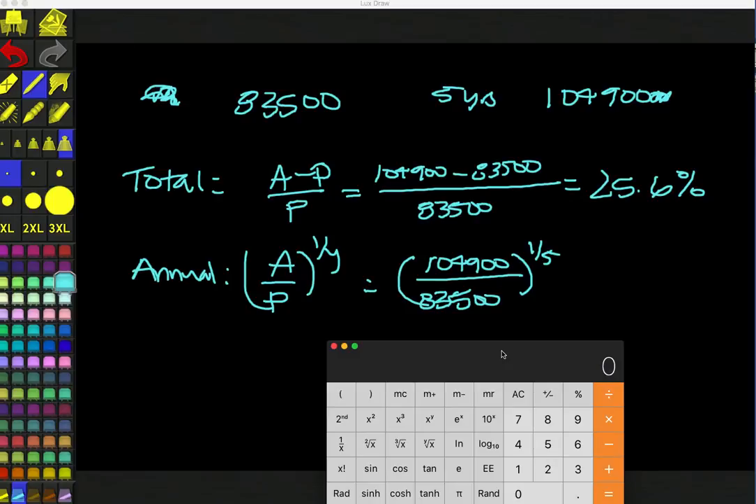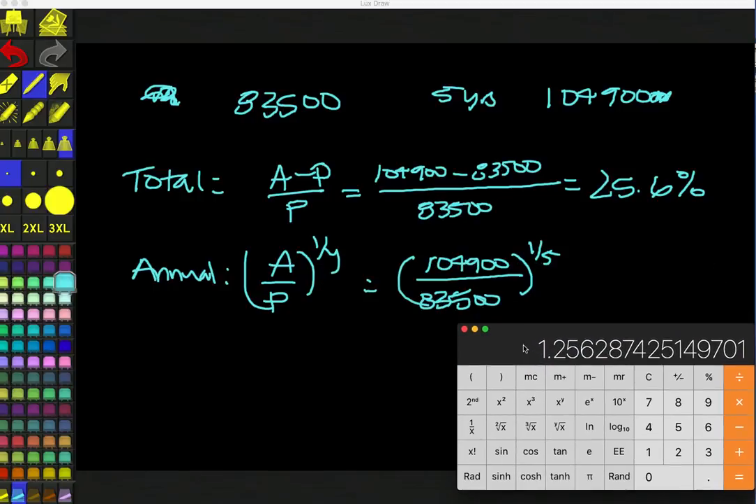Okay, so my amount is 104,900, and that's divided by 83,500. So I get this number right here. Now I need to raise that to the 1 over 5.